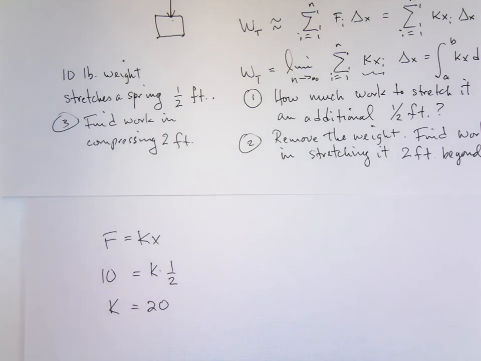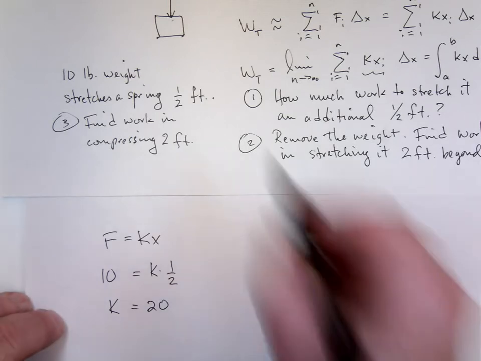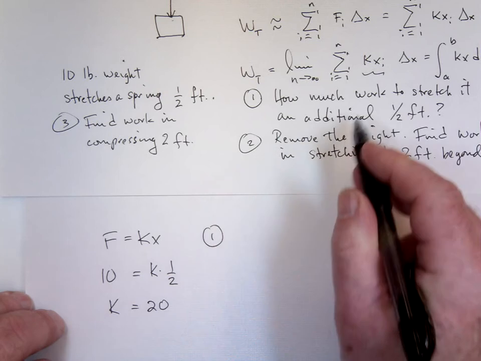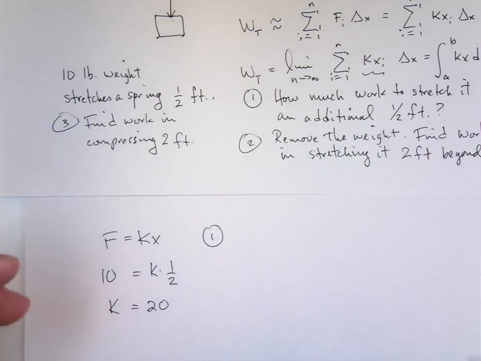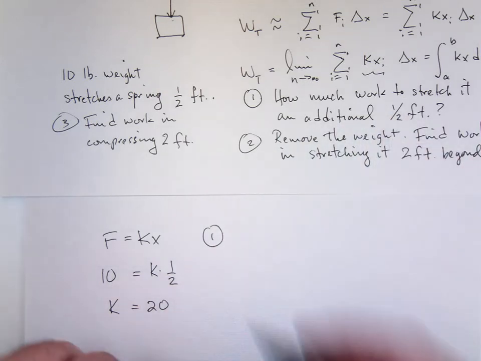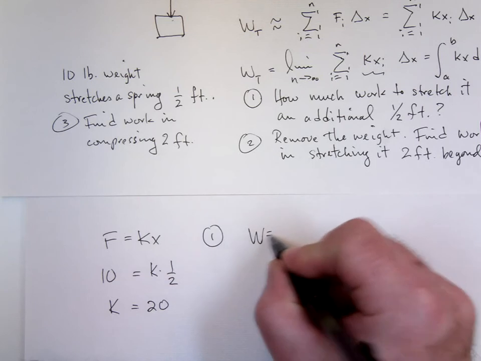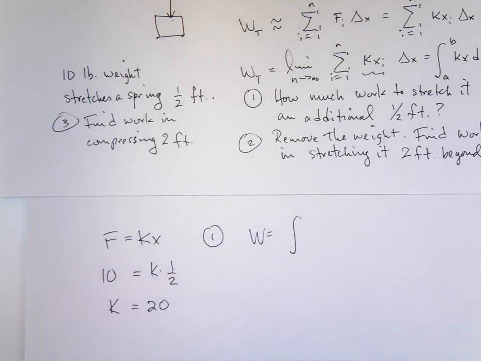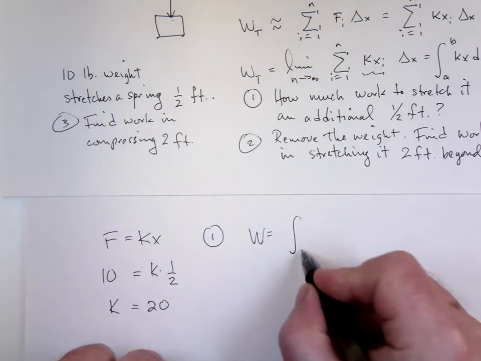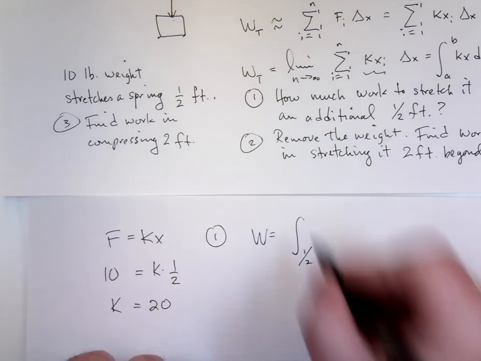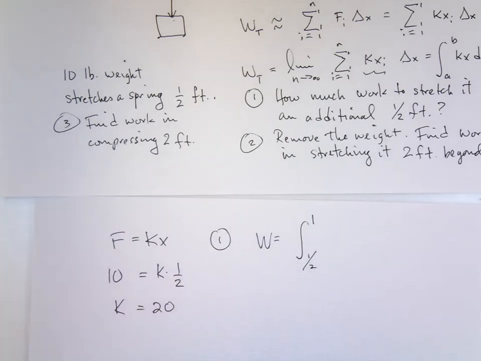Next, number 1. How much work to stretch it an additional 1/2 foot? That work is equal to the integral. Now, we're already 1/2 foot beyond. We're starting at a 1/2 foot beyond, and we want to go to 1 foot beyond. Everything is measured from natural length. That's 0. We're already at 1/2 foot beyond, so we started at 1/2, we're going to 1 foot beyond.